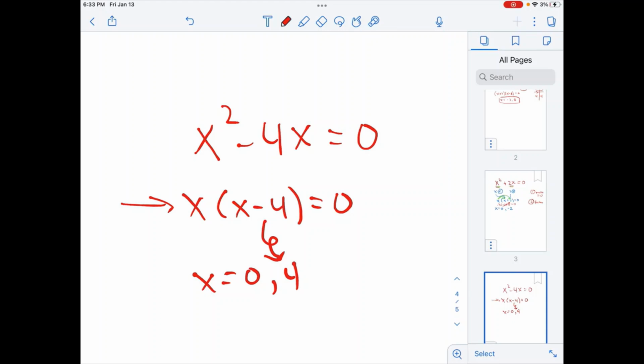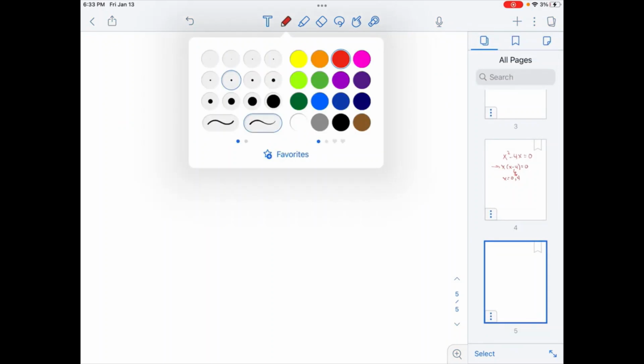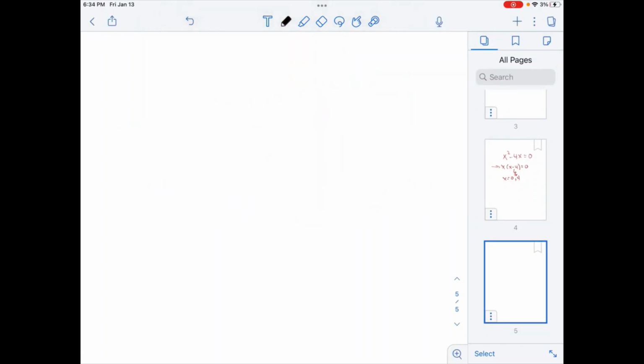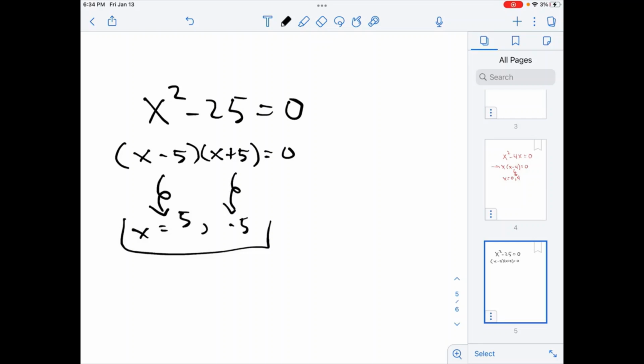Now let's go and do the third type you might come across. Let's say you've got something like this: x squared minus 25 equals 0. Now, there are two different ways of solving this. One way is to factor it: x minus 5, x plus 5 equals 0. And then flip the sign to 5, flip the sign to negative 5, and here are your solutions.